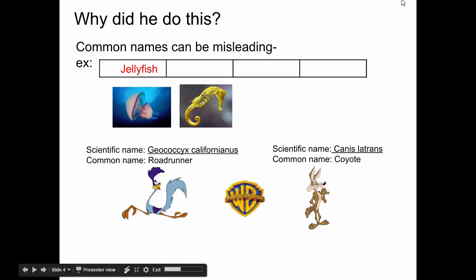What is that? Seahorse. Is it a horse? No, it's not a horse of the sea, though it looks like it. What is it? Fish. What is a jellyfish? An invertebrate. It is an invertebrate.